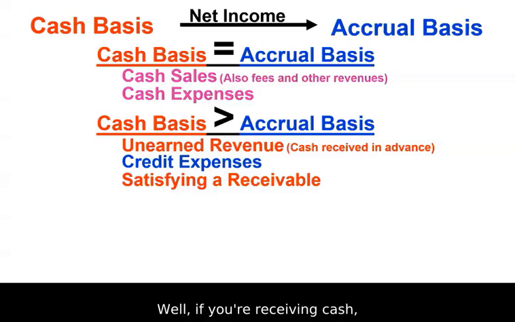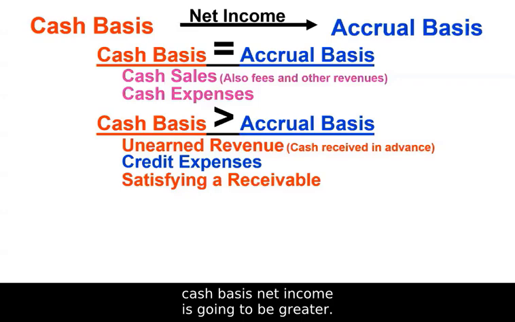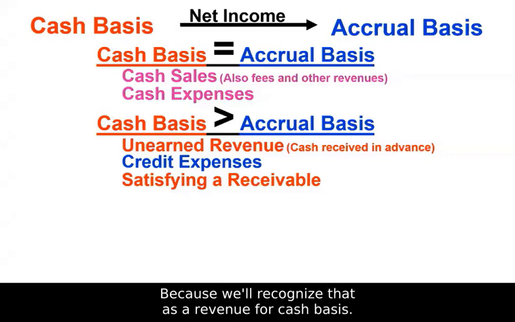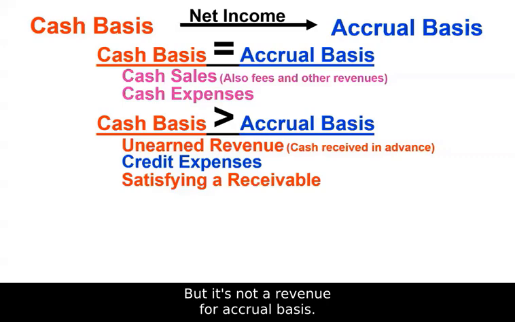Well, if you're receiving cash, cash basis net income is going to be greater because we'll recognize that as a revenue for cash basis, but it's not a revenue for accrual basis. Anytime you have a credit expense, those expenses will be recognized for accrual basis, but not cash basis, and therefore accrual basis net income will be less than cash basis.